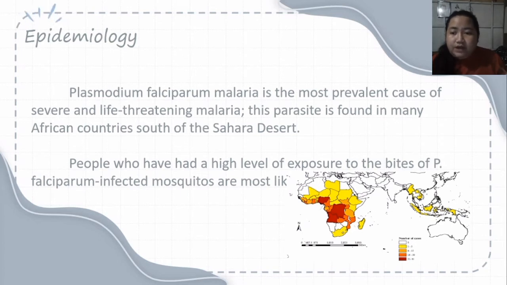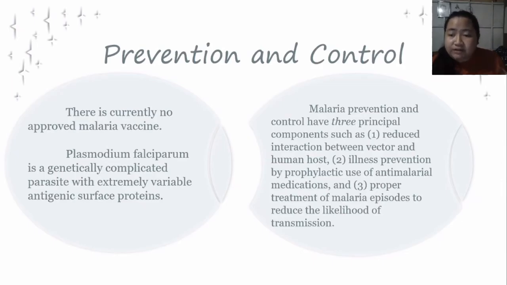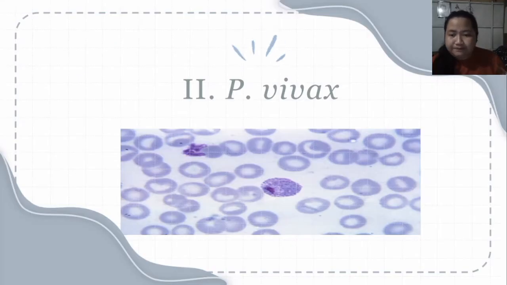Prevention and control. There is currently no approved malaria vaccine because Plasmodium falciparum is a genetically complicated parasite with extremely variable antigenic surface proteins. Malaria prevention and control have three principal components: 1. Reduced interaction between the vector and the human host. 2. Illness prevention by prophylactic use of antimalarial medications. And 3. Proper treatment of malaria episodes to reduce the likelihood of transmission.